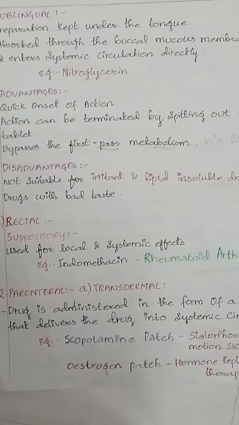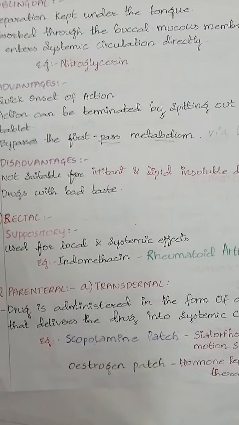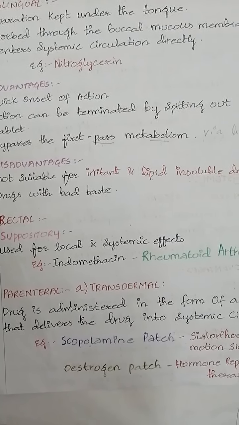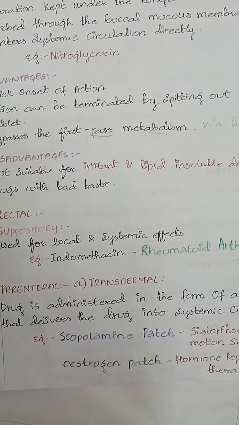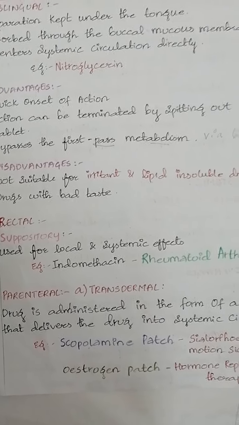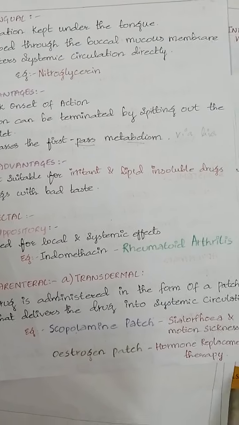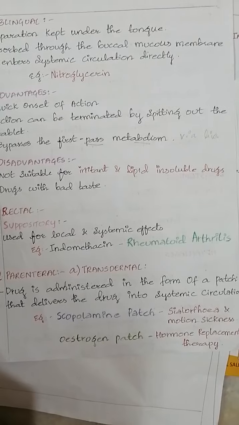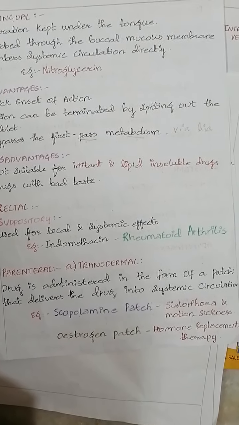Next, we are done with the enteral route. Now coming to the parenteral route. In this, first are injections, inhalations, and transdermal. So first we'll be discussing the transdermal route. In the transdermal route, the drug is administered in the form of a patch that delivers the drug into the systemic circulation.